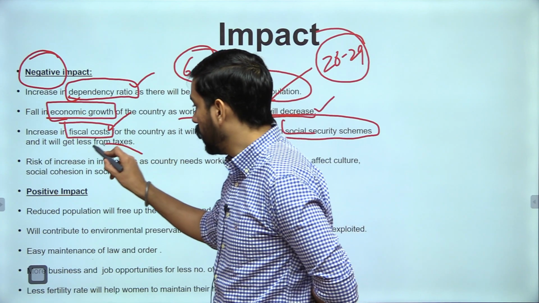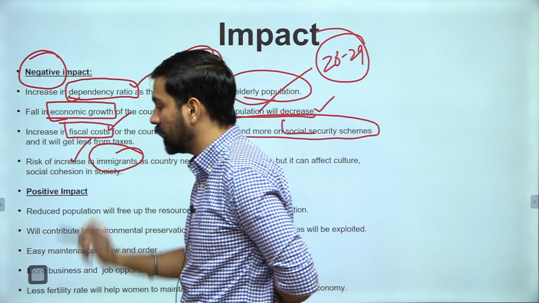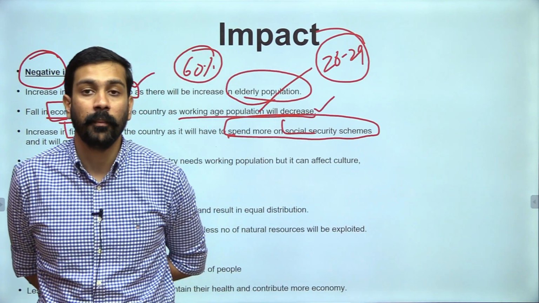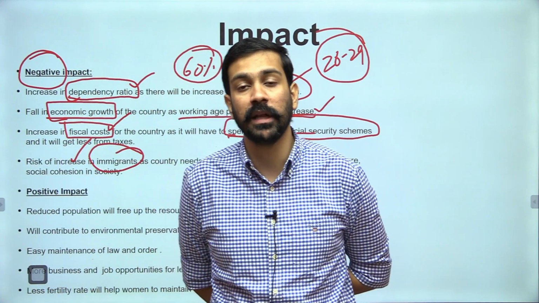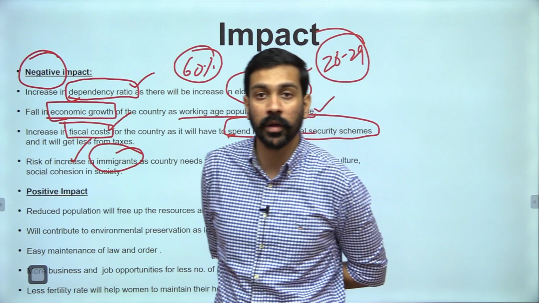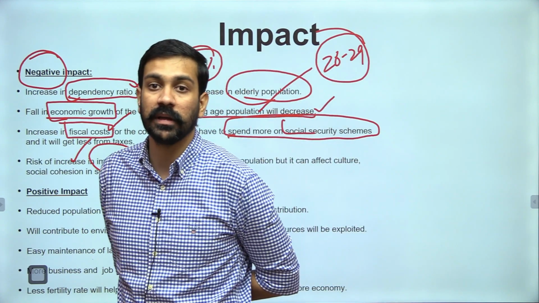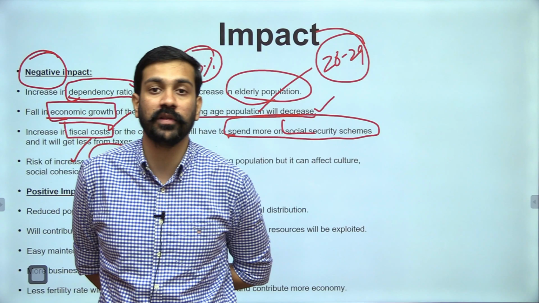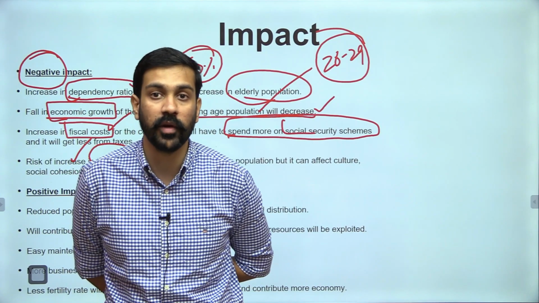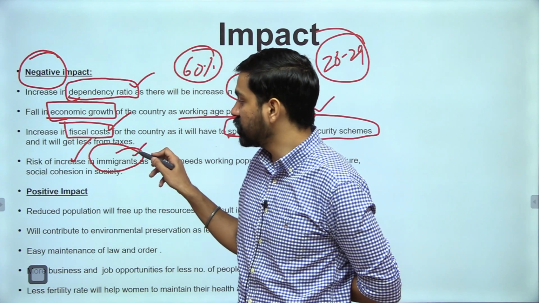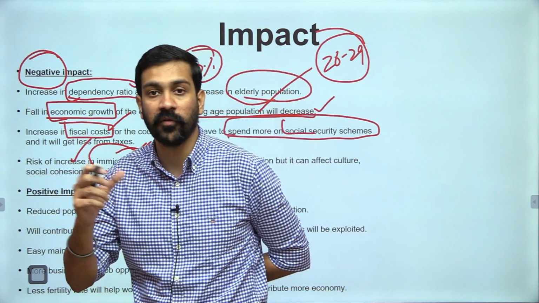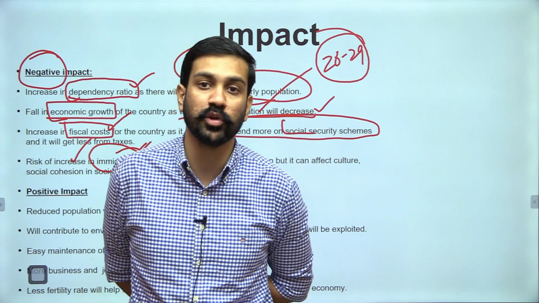Next one, there will be a risk of an increase in the immigration levels, because when the working age population decreases, obviously there will be labor shortages within the economy, and at the end of the day, we have to perform the work, we have to contribute to the economy. So there will be an increased chance of migrants coming from abroad and taking those labor jobs.